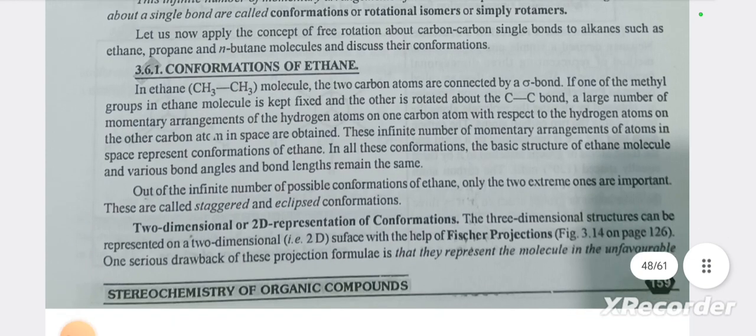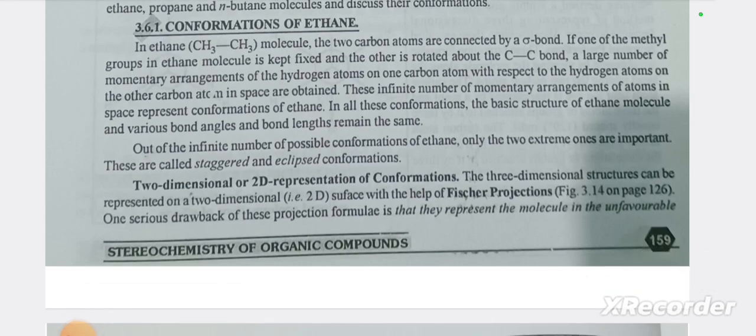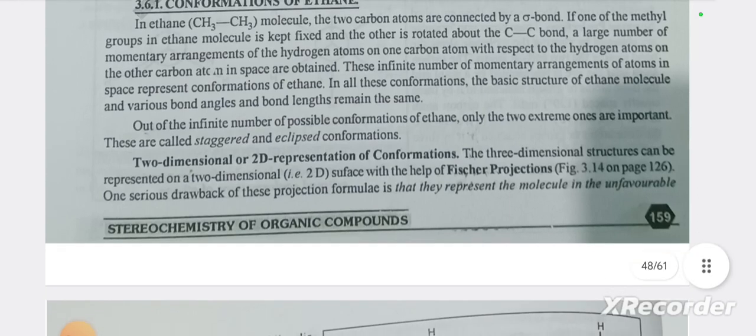Conformations of ethane. In the ethane molecule, the two carbon atoms are connected by a sigma bond. If one of the methyl groups in the ethane molecule is kept fixed and the other is rotated about the carbon-carbon single bond, a large number of momentary arrangements of the hydrogen atoms on one carbon atom with respect to the hydrogen atoms on the other carbon atom in space are obtained. These infinite number of momentary arrangements of atoms in space represent conformations of ethane. In all these conformations, the basic structure of the ethane molecule and various bond angles and bond lengths remain the same.